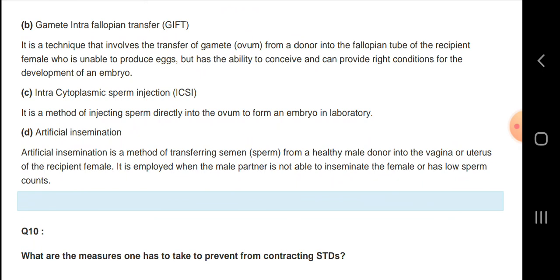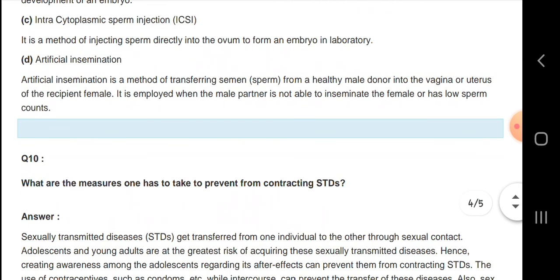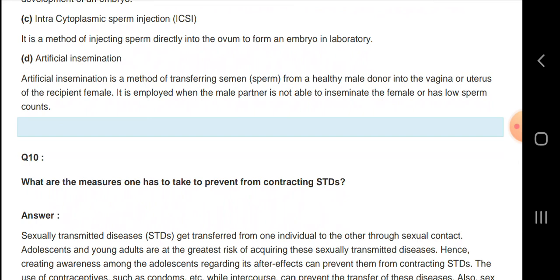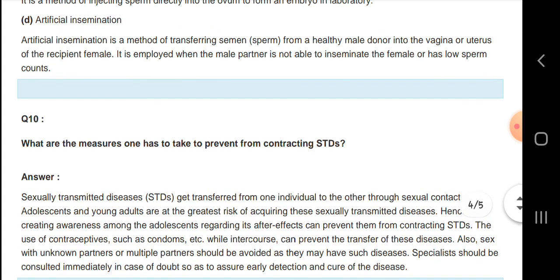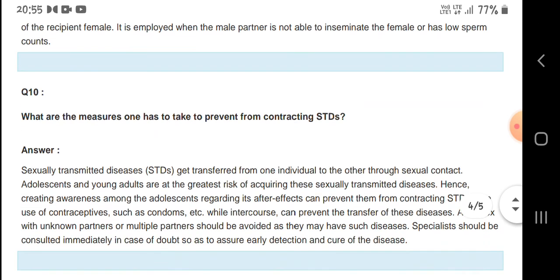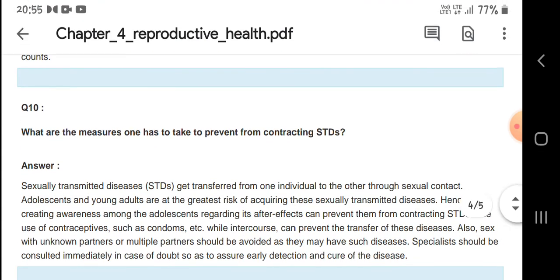Next, GIFT, that is gamete intrafallopian transfer. It is the technique that involves the transfer of gametes from a donor into the fallopian tube of the recipient female who is unable to produce the egg. And ICSI, that is intracytoplasmic sperm injection. It is the method of injecting sperm directly into an ovum to form an embryo in the laboratory. And artificial insemination is a method of transferring semen or sperm from a healthy male donor into the vagina or uterus of the recipient female, and it is employed when the male partner is not able to inseminate the female or has low sperm counts.